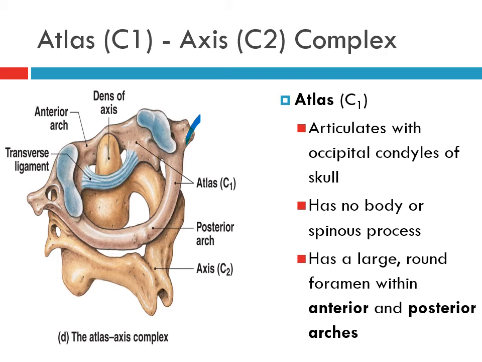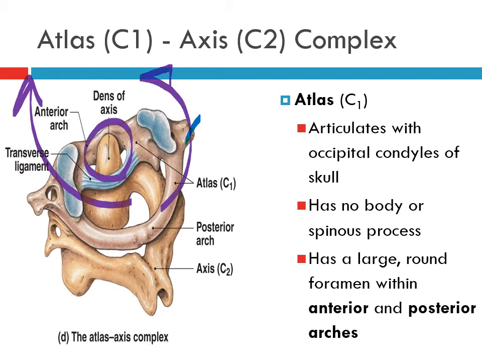C1 allows you to rotate your head, so you can look right and left, and that is rotation. That is from the action of C1 rotating like this and like that around C2.